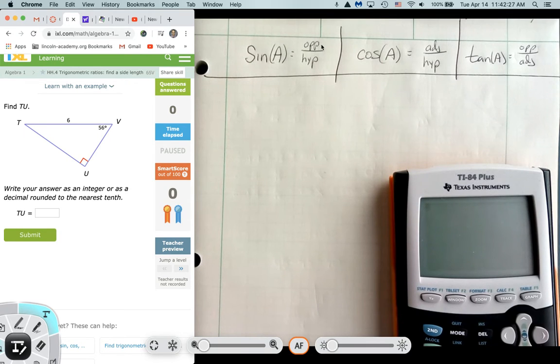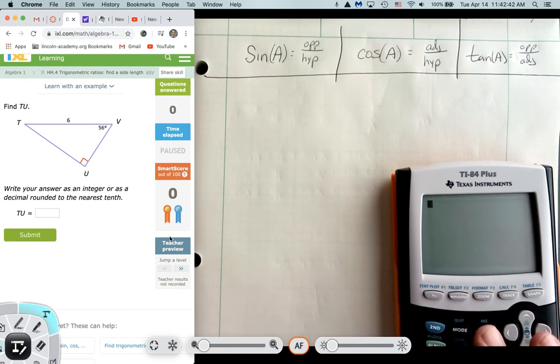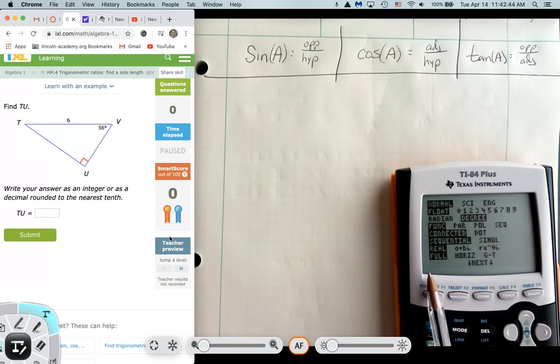What I recommend you do is make sure you have the three trig functions written down: the sine of an angle is the opposite side over the hypotenuse, the cosine of an angle is the adjacent over the hypotenuse, and the tangent of an angle is the opposite over the adjacent. Also have a calculator. Make sure your calculator is in degree mode. So I hit mode and I make sure that I'm in degree mode, which I am.